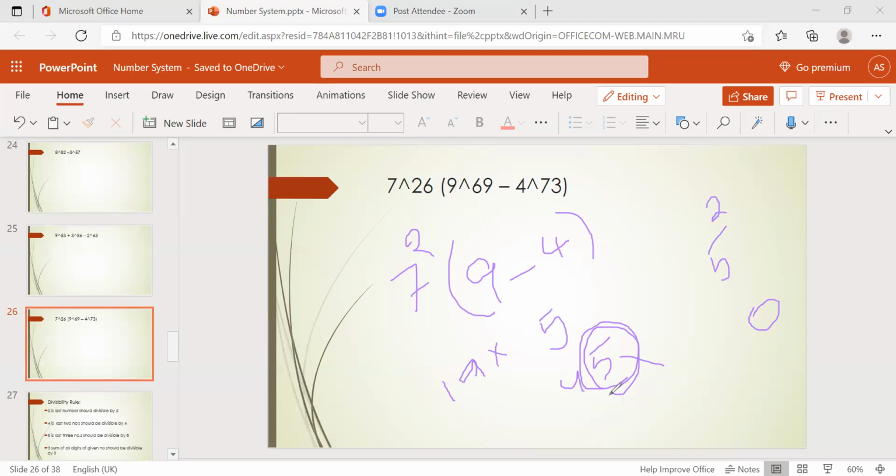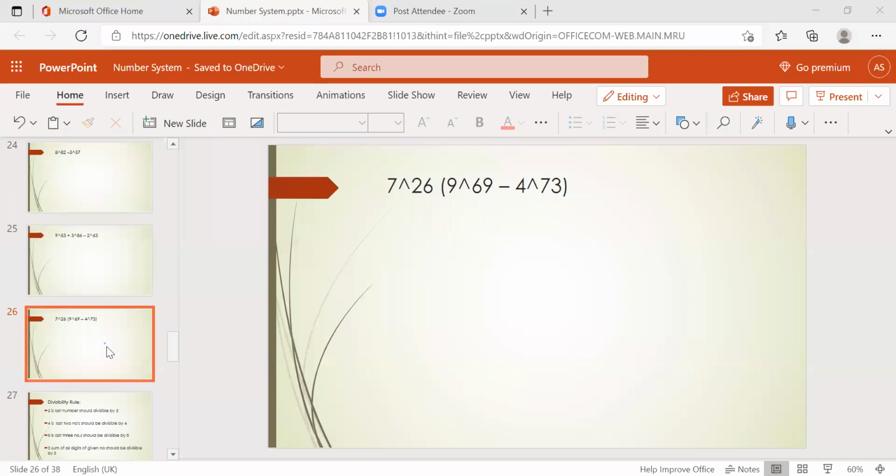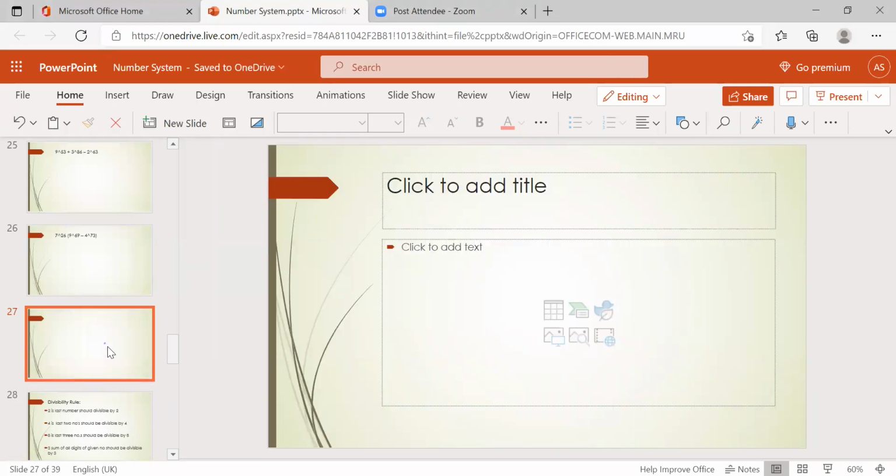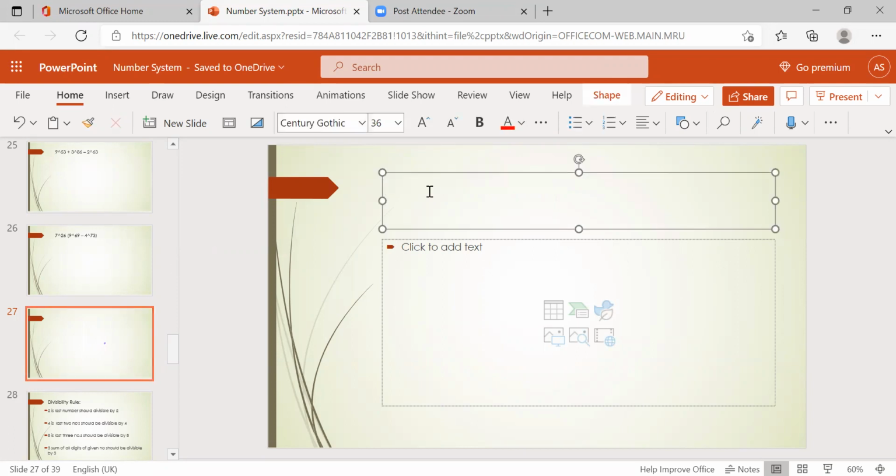Okay. Now we'll take some more problems, then we'll end this class. So many tricks are there to find the unit digit. So better just follow those numbers. Okay, I'm going to clear this, and then the next question for you. If you practice more and more, then you will get it easily.